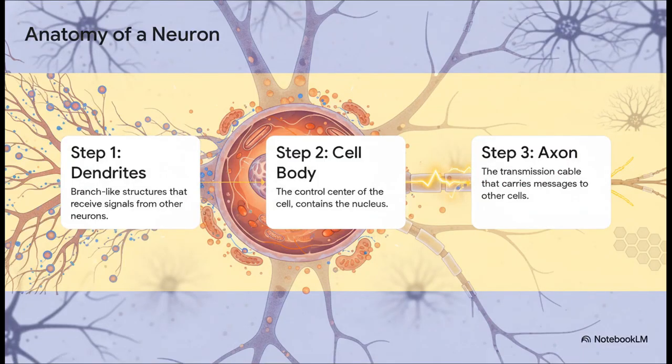And if you look at the structure of a neuron, it's just a perfect case of form following function. Information comes in through the bushy, branch-like dendrites. That signal is then processed in the main cell body. And if the signal is strong enough to get the green light, it gets fired down that long cable, the axon, to the next cell in the chain. It is a high-speed, one-way street for information.